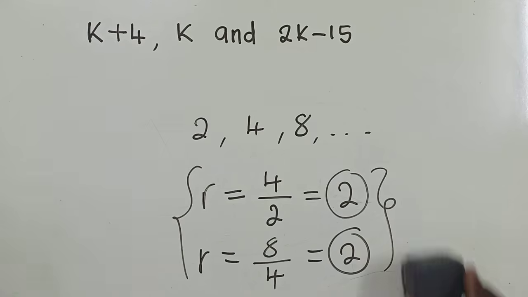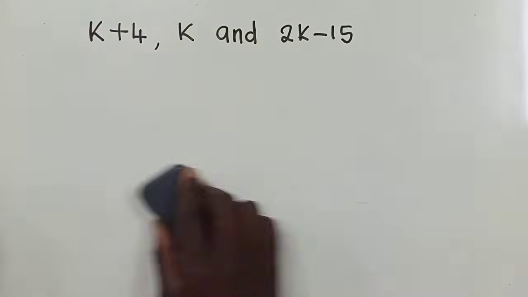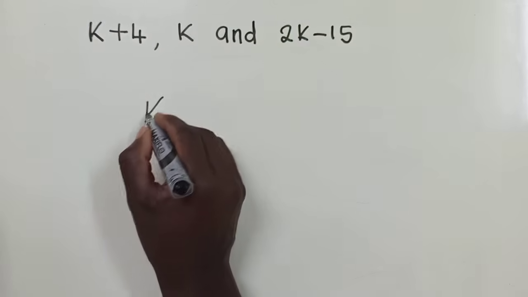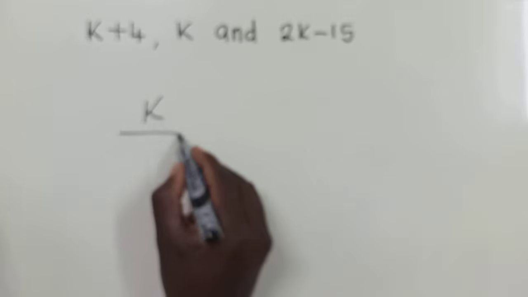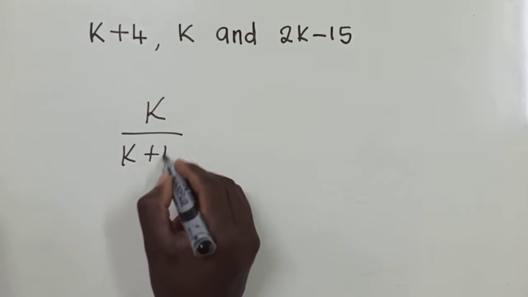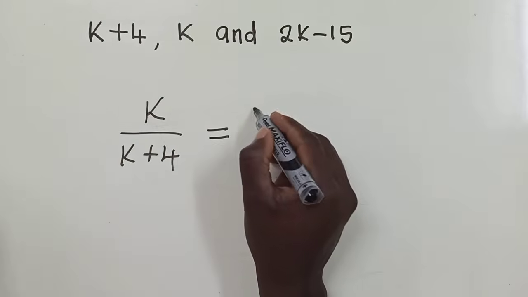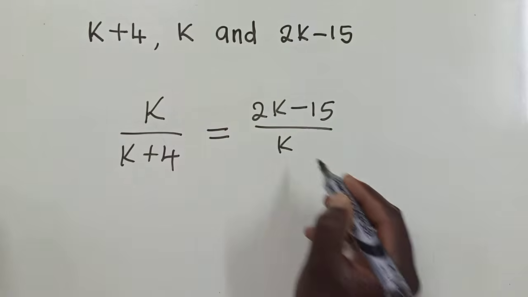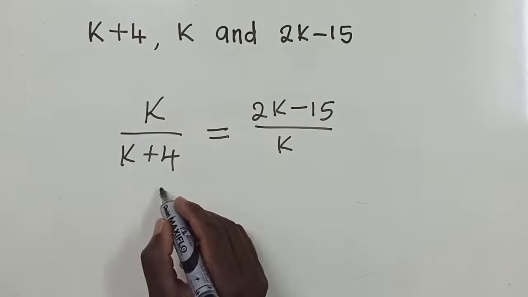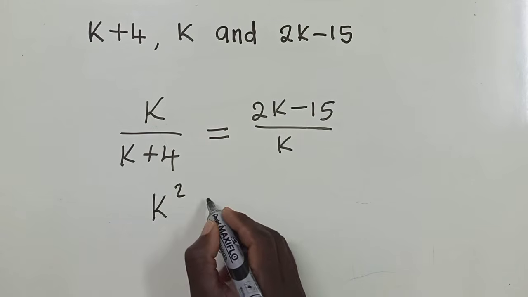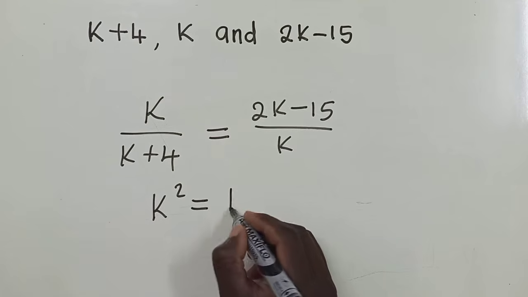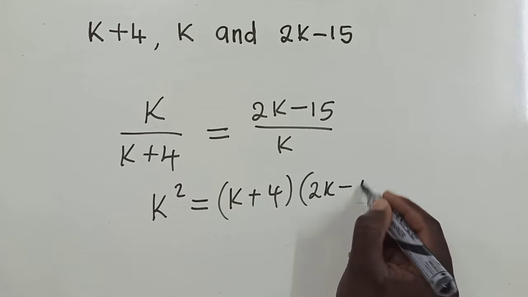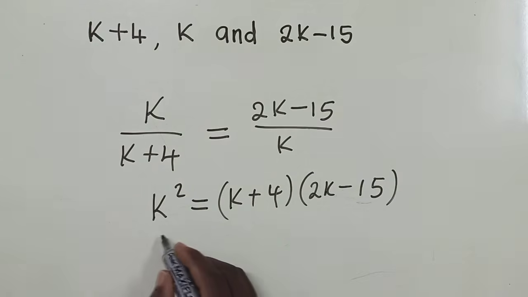So now, to find the value of k, we're going to use the idea of finding a common ratio. So we'll say k, this k to my right side, divided by k plus 4, is equal to 2k minus 15 to my right side, divided by k. Okay, so you see, now you can solve for k. You cross multiply, you get k squared is equal to k plus 4k. So this is what we get.